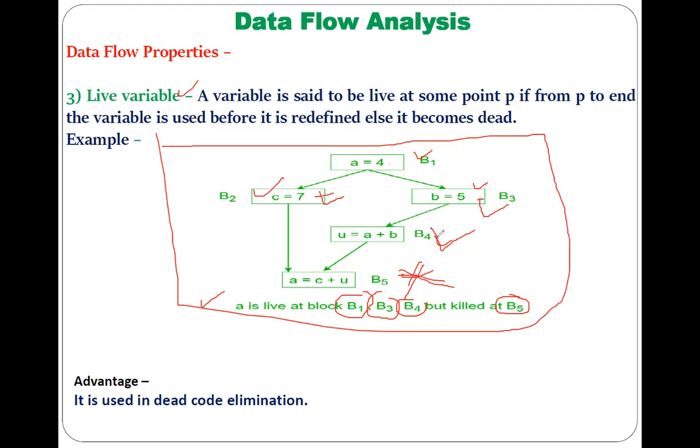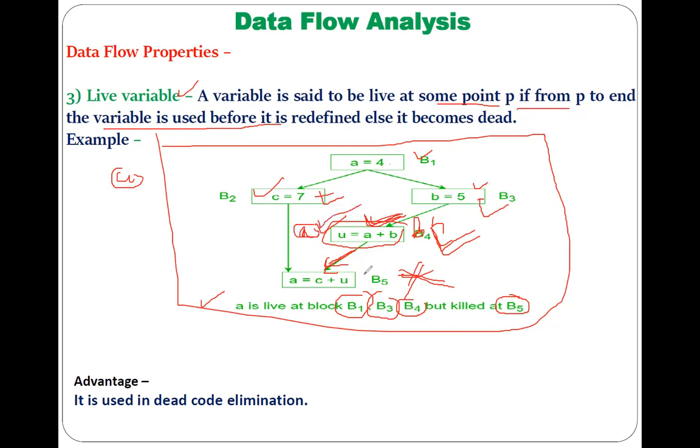Why can we say it is live at B4? Let's apply the definition of live variable to this example. Our variable is A. Our variable A is live at some point P, which is this point B4, if from B4 to the end, meaning to B5, the variable is used before it is redefined. At this point B4, A is utilized before it reaches B5. A is utilized here. That is the reason A is live here.